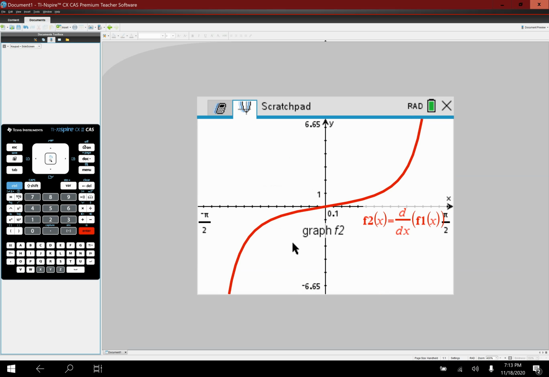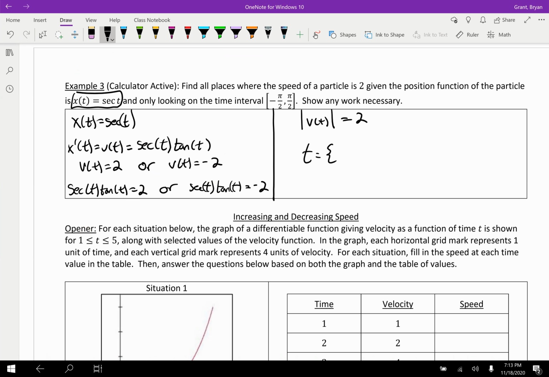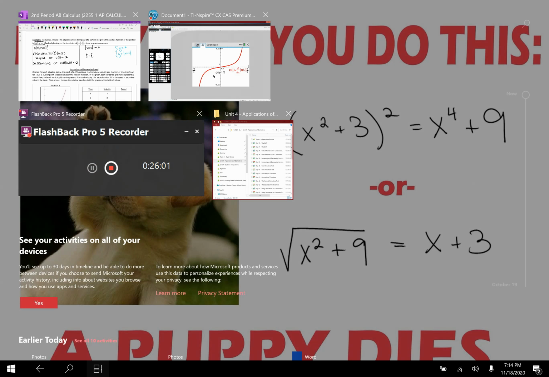Now, we should actually talk about why I'm graphing this first. We're trying to solve the absolute value of v of t equals 2. And remember, whenever you have an equation that you don't want to solve algebraically and you have two separate sides, we can turn this into a system of equations. You wouldn't show this part, but we're going to graph y equals 2, and then also graph y equals the absolute value of v of t. When you solve a system of equations by graphing, you look for their intersection point.